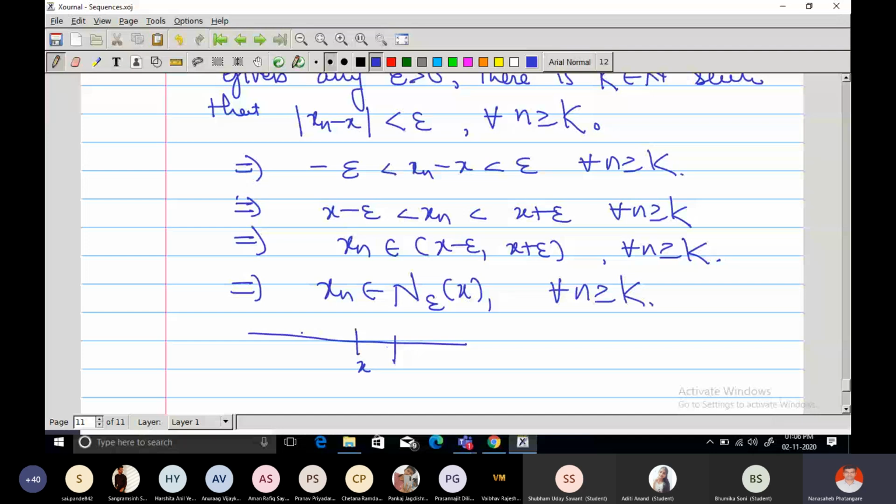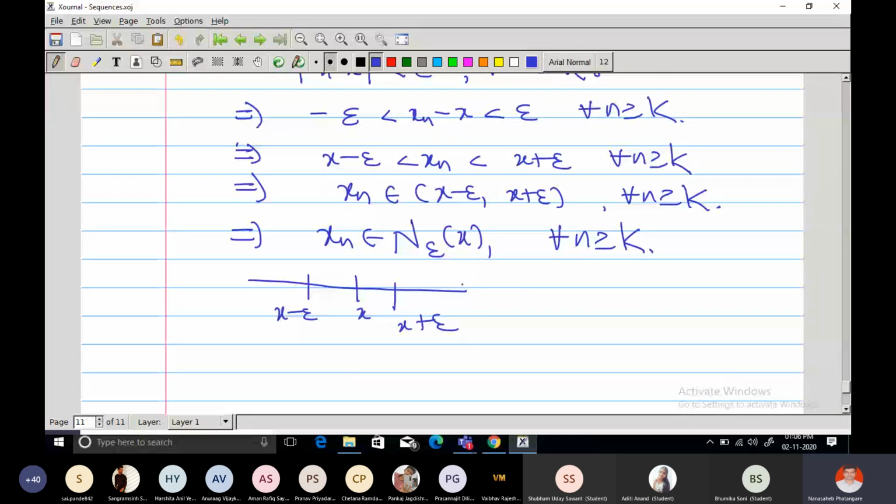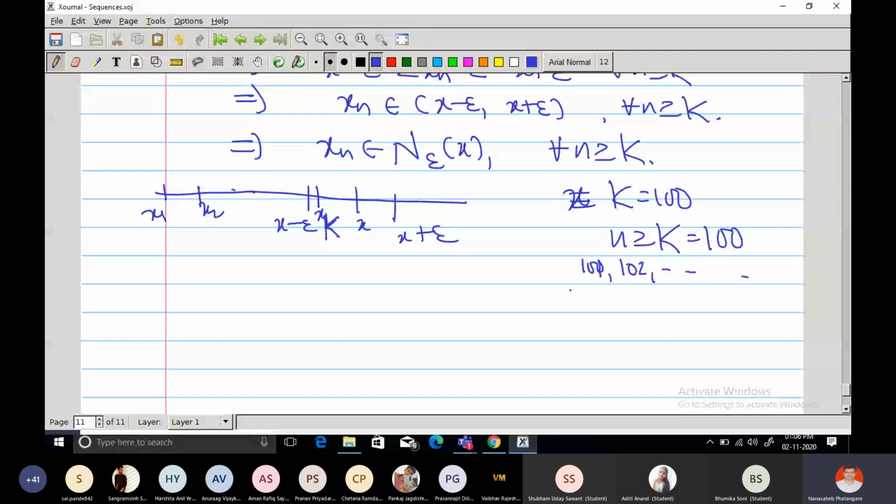So a sequence converges to number x means what? Give me any epsilon. Whatever smaller epsilon you give me, I can produce k such that after that k-th term onward, suppose my first term is x1, x2 and so on. Say k is 100. When I say n greater than or equal to k, that means n greater than or equal to 100, so 101, 102, and all onwards. The corresponding terms are x100, x101, x102, x103, and all remaining terms, infinitely many terms.